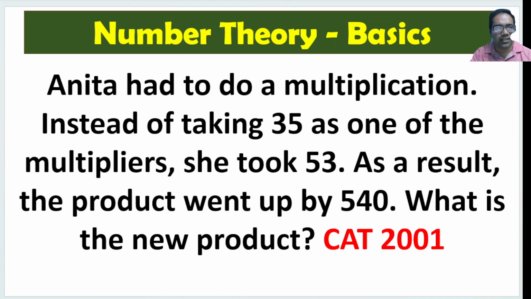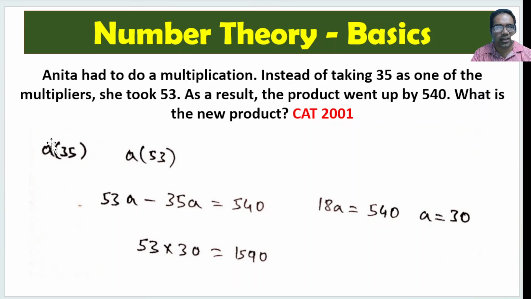Very simple. Let's say the number is A. Now instead of A times 35, she did A times 53. If she had done it correctly, she would have received A times 35, that is 35A. But she did it wrong, that's why she got 53A.